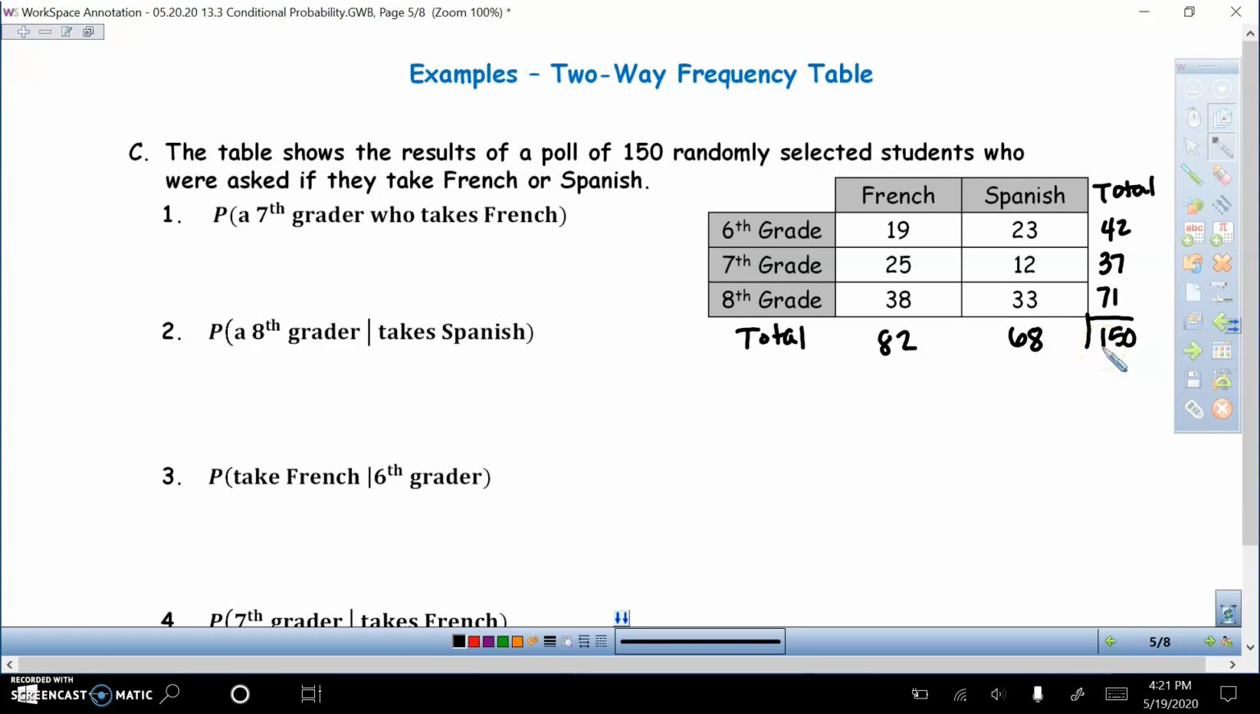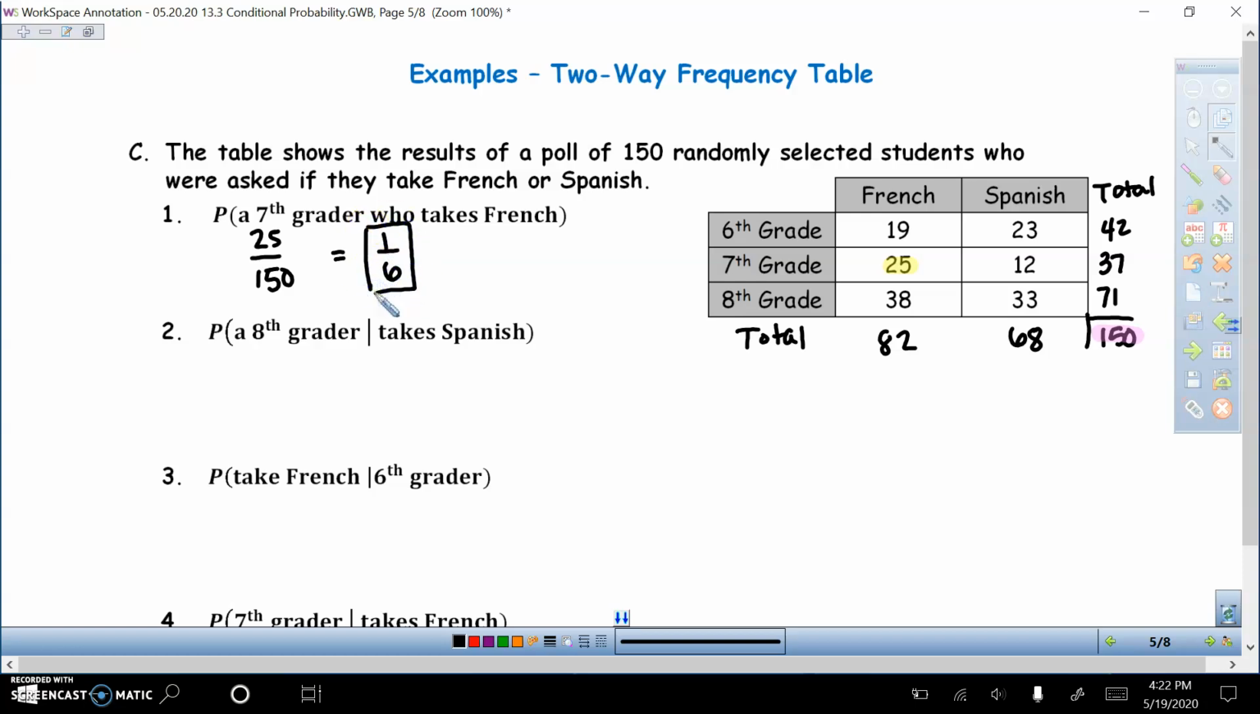The first question is asking you to find the probability that a 7th grader who takes French is randomly selected. Now, it does not have the vertical line. It does not say the words given that or such that, which means it's actually just a simple probability. So how many 7th graders take French? There are 25 7th graders who take French out of 150 people surveyed. So we have 25 out of 150, and this fraction simplifies down to 1/6.